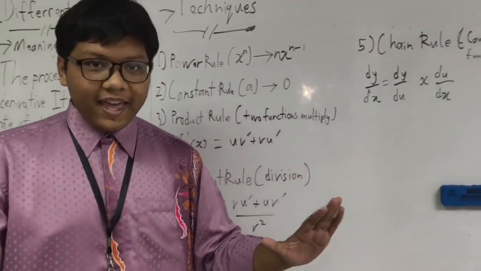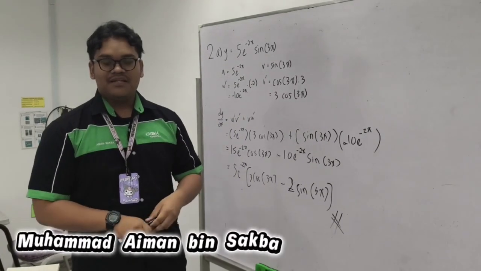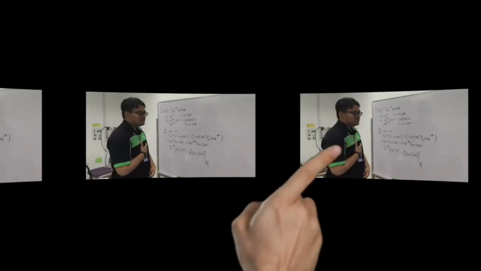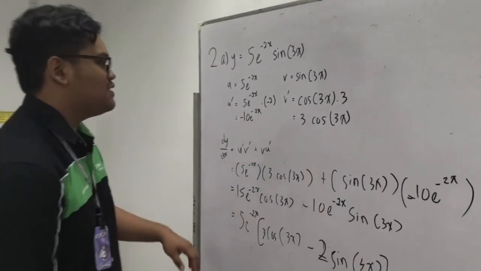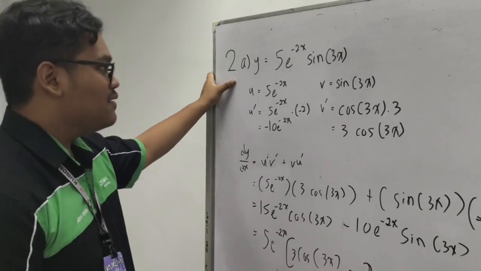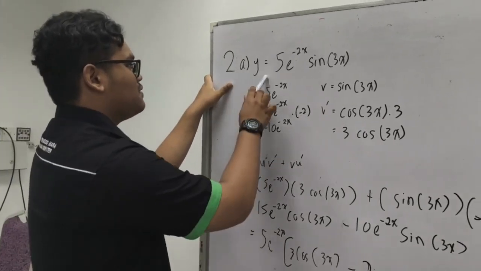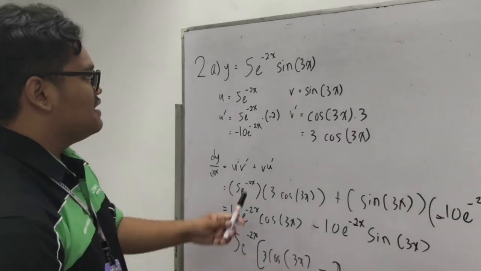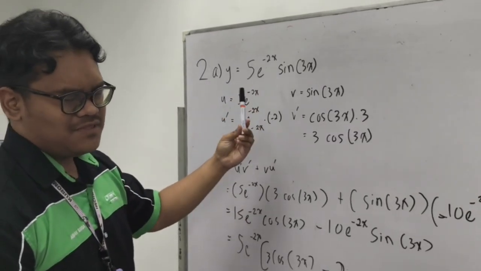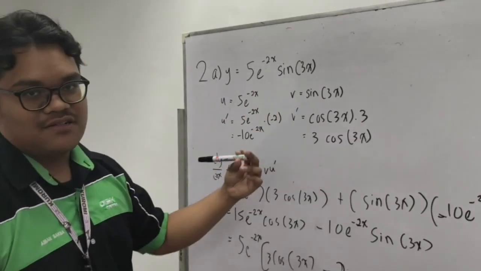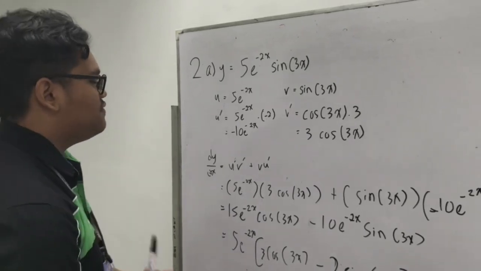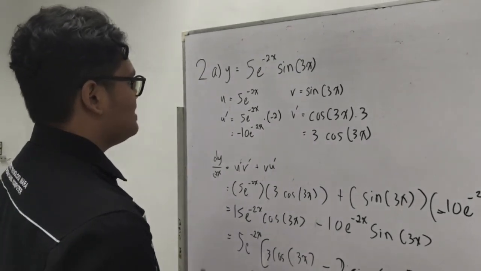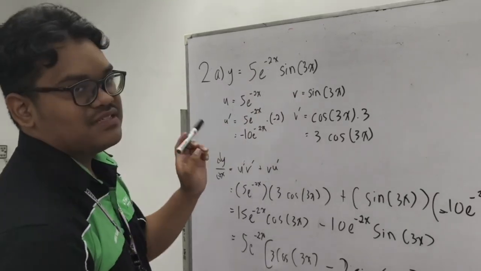That's all. My name is Sakba and I will guide you to question 2 of our Calculus 1 assignment. So for question A, we have the function y equals 5 e to the power of negative 2x times sin 3x. Since e to the power is an exponential term and sin is a trigonometric term, first we must use the product rule, and in order to use the product rule, we must find the u and v of the function.